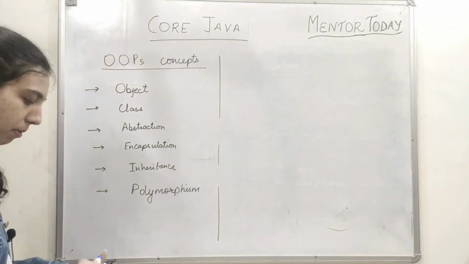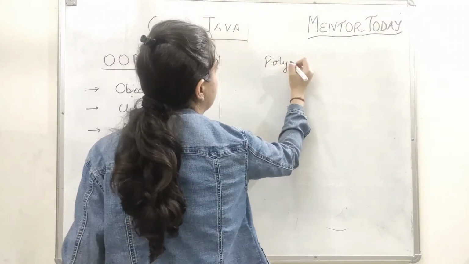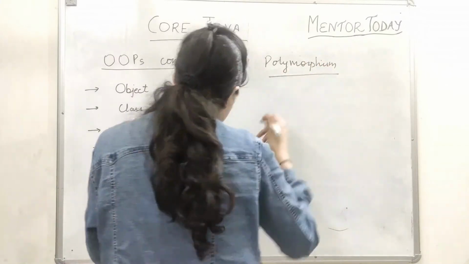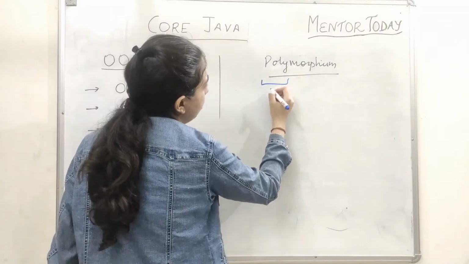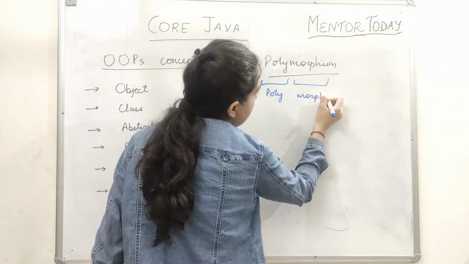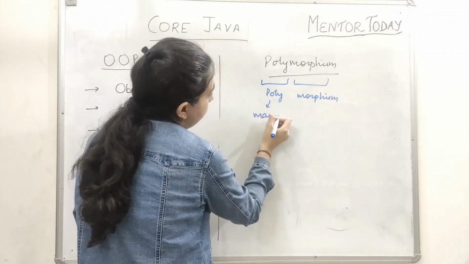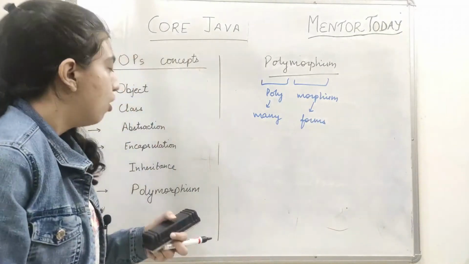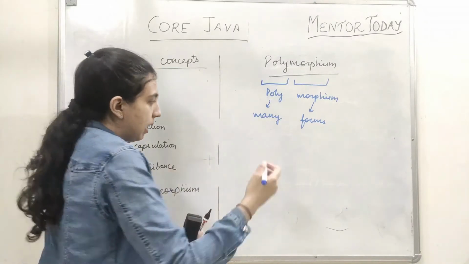The last concept is polymorphism. The word polymorphism itself defines what it means. It can be broken into poly and morphism. Poly means many and morphism means forms. So polymorphism means many forms. So a code or a function in Java can exhibit many forms.